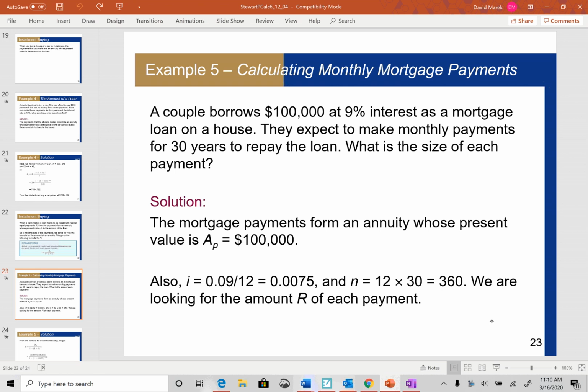All right, so the present value is the 100,000. That's the amount of the loan. Take the 9%, change that to a decimal, 0.09, divided by 12 for the monthly payments. So in our formula, the value for I is 0.0075. And yeah, here's the scary thing I noticed when I signed papers for a mortgage with my wife: 12 payments a year times 30 years, 360 payments.